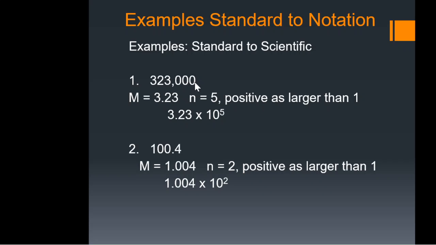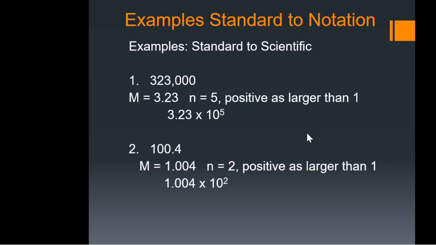So that means we have to move it 1, 2, 3, 4, 5. So n is going to equal 5. And then we have to use your thumb, get it out, stretch that thumb out. Because this standard number is positive, or is bigger than 1, our thumb goes up and our 5 is positive. Positive is larger than 1. So when we write it, it's 3.23 times 10 to the 5th.